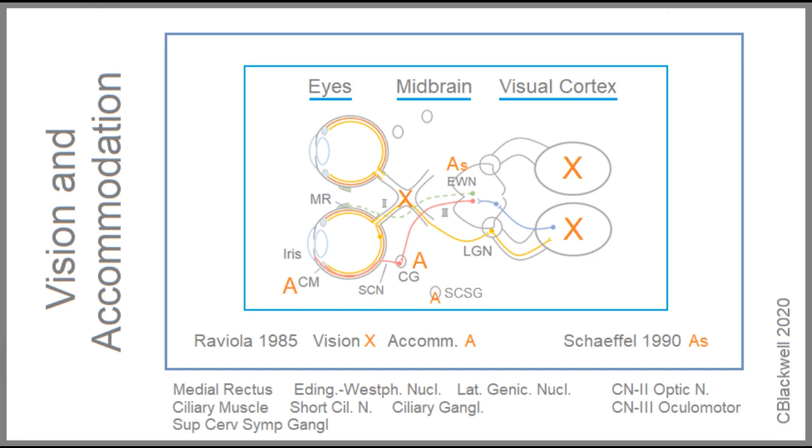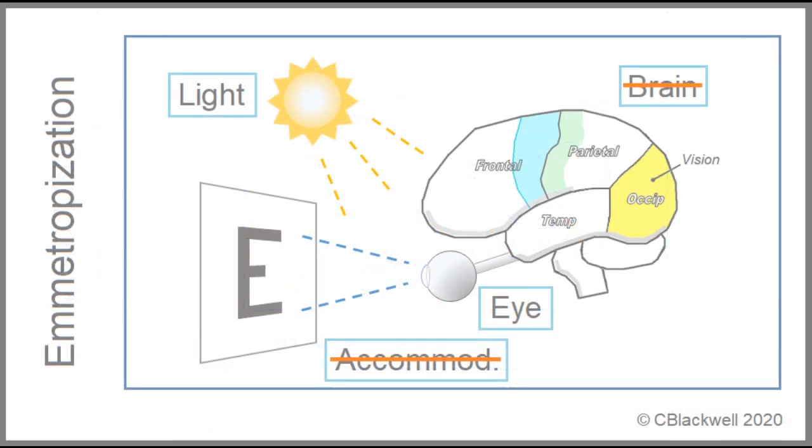We have spent a bit of time here because accommodation has received a lot of attention for its apparent association of near work with myopia. On the basis of these experiments, having blocked both the incoming and outgoing pathways of accommodation, that seems like strong evidence against accommodation as a mechanism of emmetropization. But not so fast.